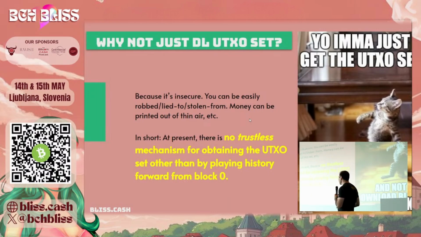Yes, right. So you have to trust the devs, because if they're lying to you, maybe they can print money out of thin air, and then your client will be out of consensus, or even worse, if everybody installs that client, they just made money. So you don't want to do that.